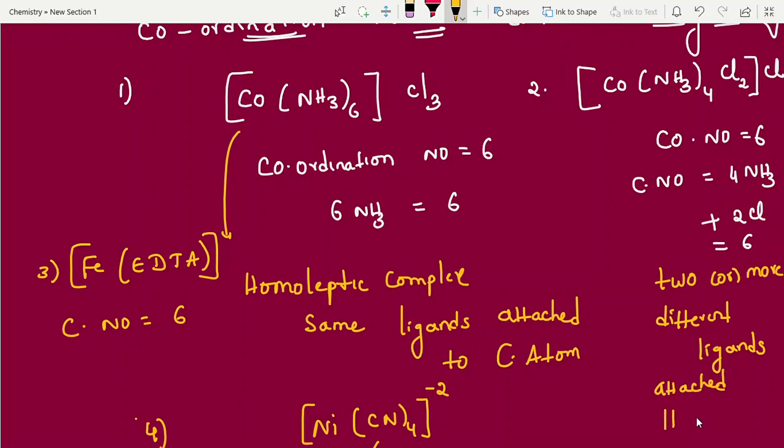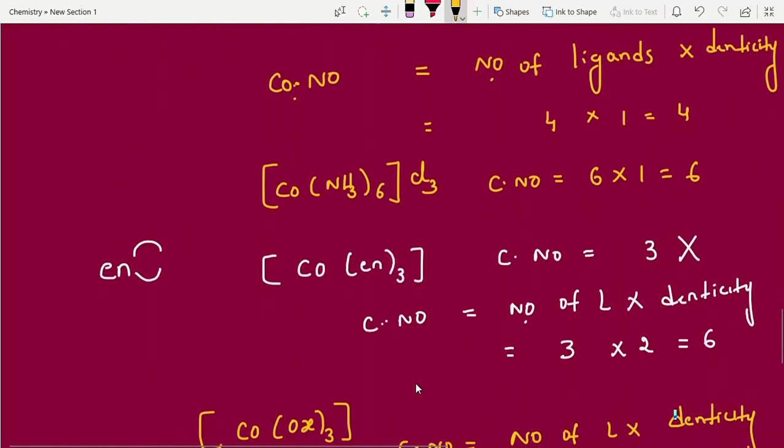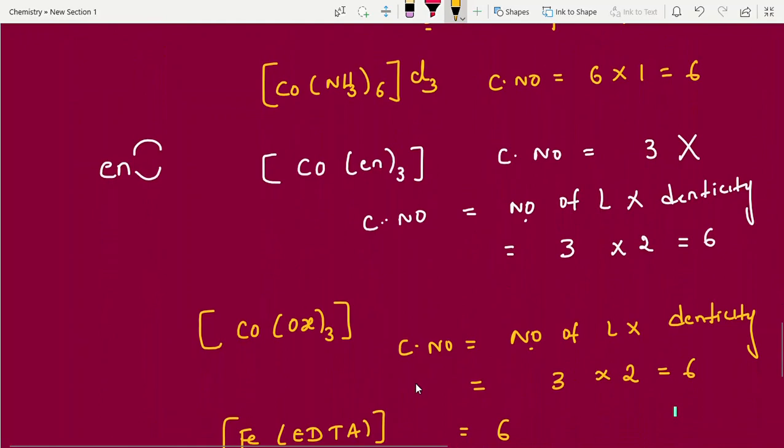Hetero is nothing but different. Homo is nothing but same. Heteroleptic complexes. That's it, students. This is homoleptic. This is heteroleptic. See, different ligands here, same ligand. Clear? This is also homoleptic. Like that we have to select the examples. Next, one more last question here I am asking to calculate coordination number.